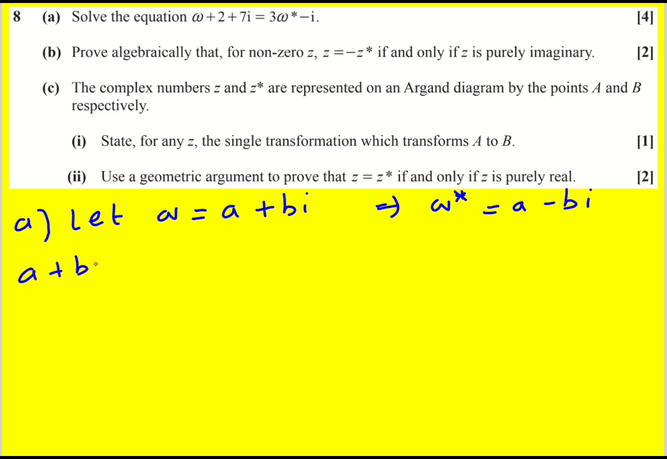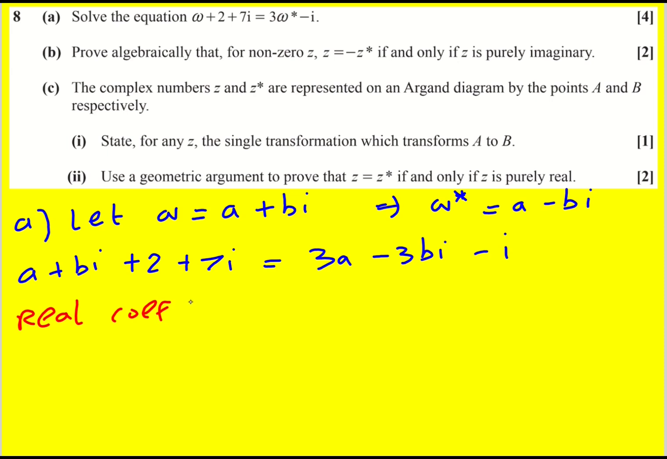So I've got a plus bi plus 2 plus 7i equals 3 times a minus bi, so that's just 3a minus 3bi minus i. Now it must be that the real numbers are all equal. So the real coefficients are a plus 2 equals 3a. That means a must equal 1. So I get 2a equals 2.